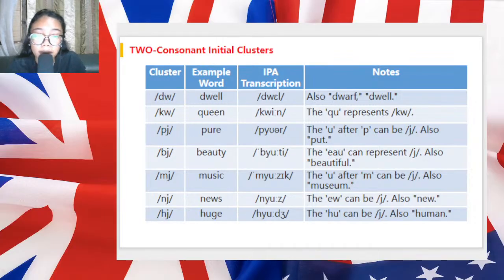All right. We have the KW cluster here, which is quite common, and our example word is queen. A key point here, as the slide notes, is that the spelling QU in English almost always represents the KW sound. So it's the K sound made at the back of your throat.